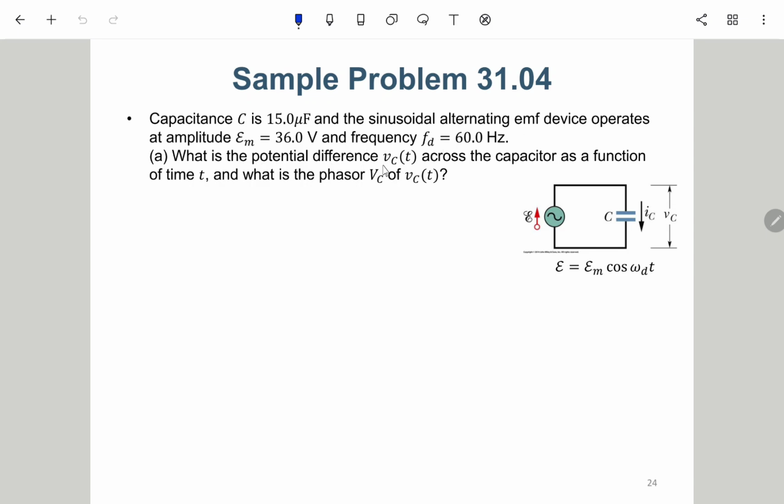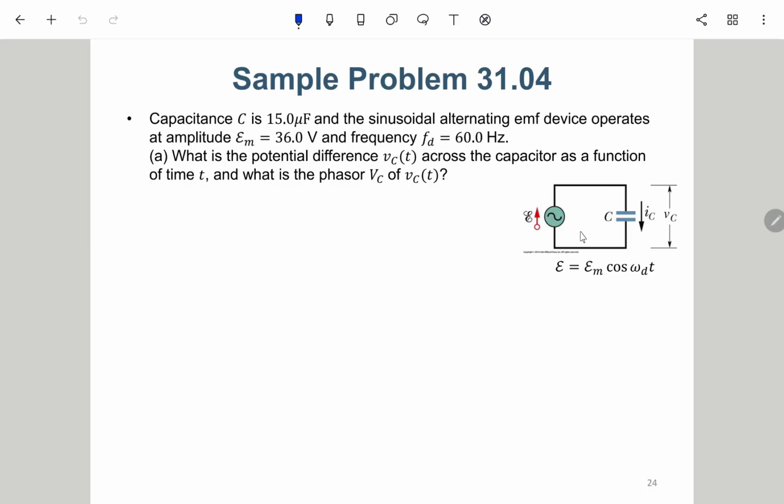And then what is the potential difference VC of t across the capacitor, and what is the phasor VC? So here it is nothing different.